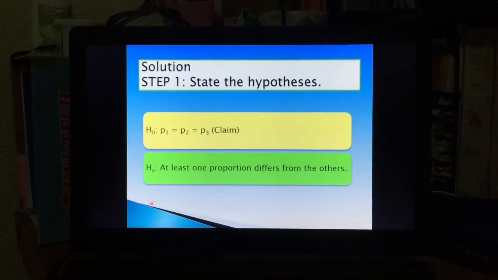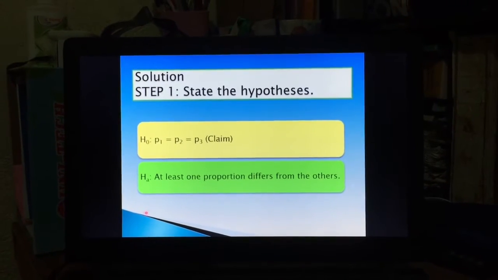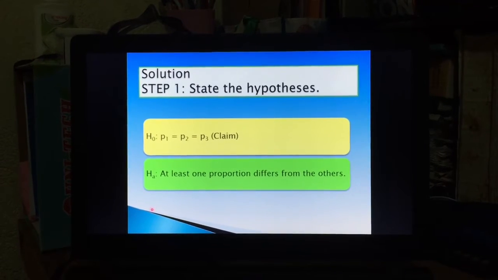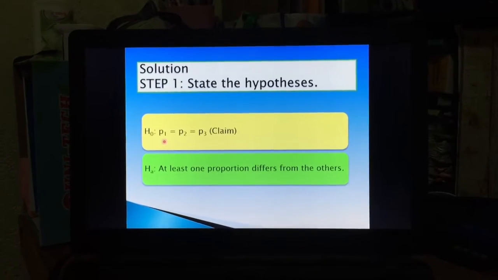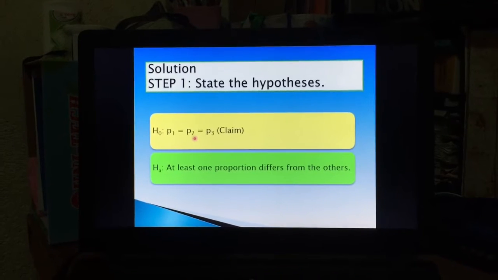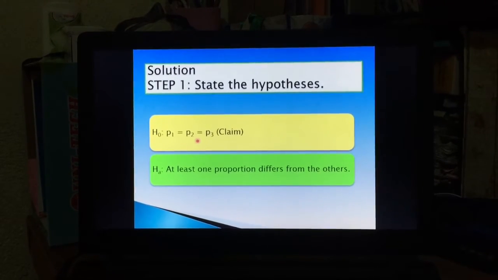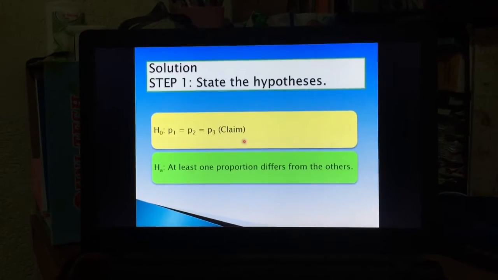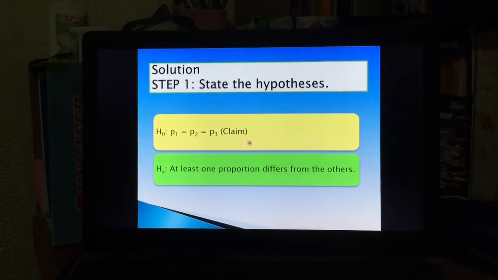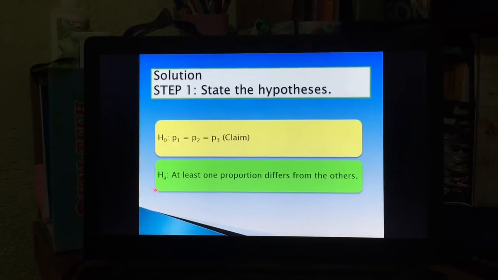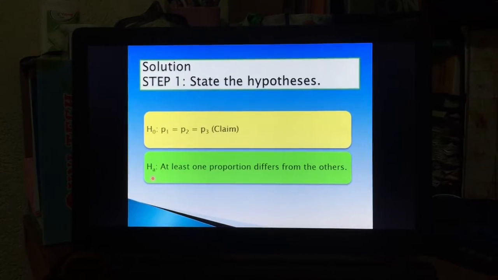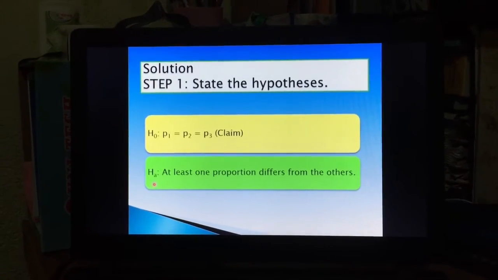Step number 1. State the hypothesis. For our null hypothesis, proportion sub 1 is equal to proportion sub 2, which is also equal to proportion sub 3, and this is the claim of the vice president. For our alternative hypothesis, at least one proportion differs from the others.